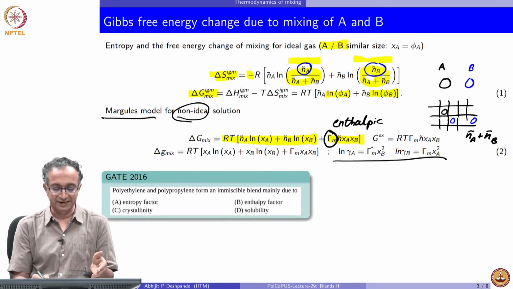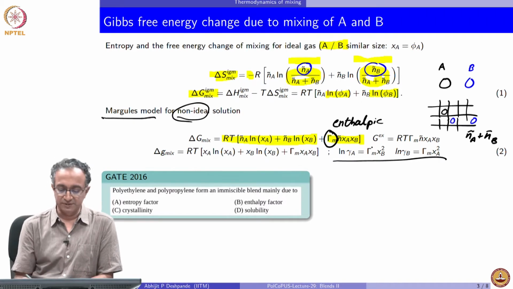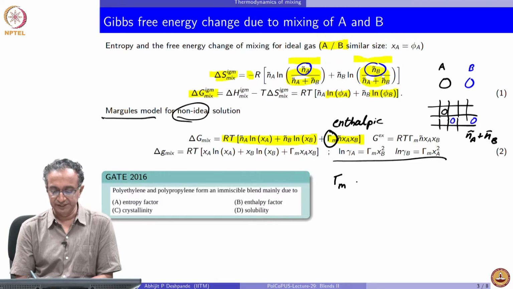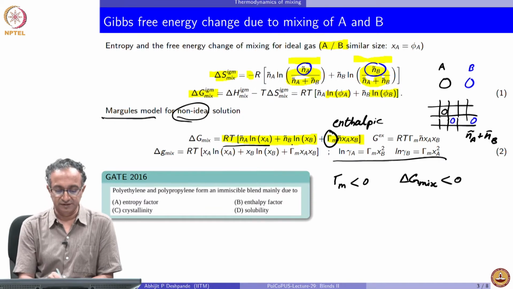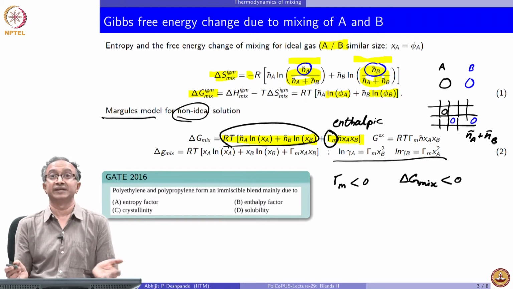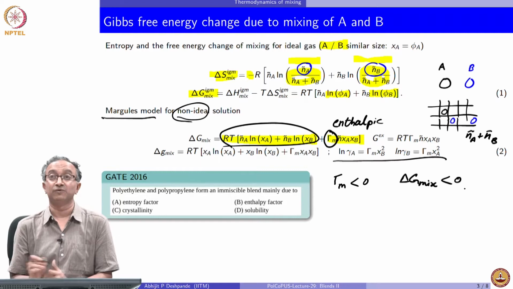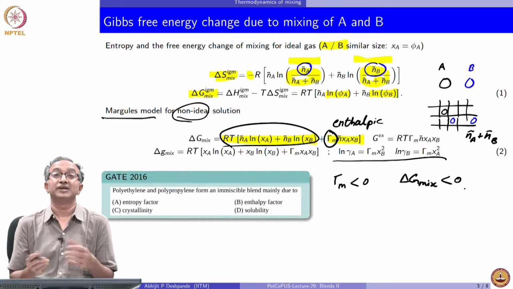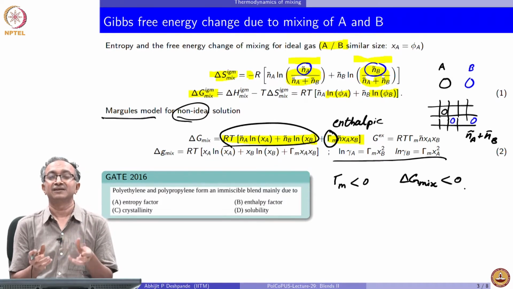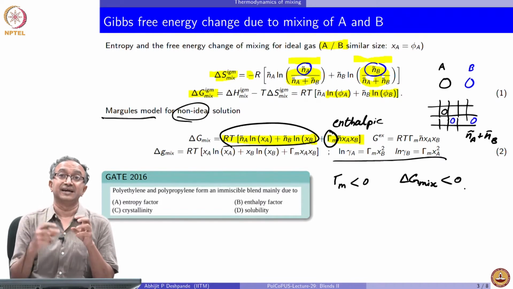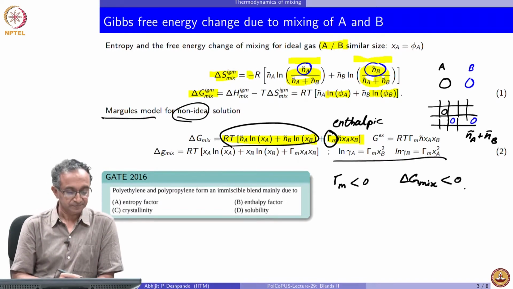If gamma m is negative, then what happens is delta G will always be negative, because the term related to entropy is anyway negative. So if gamma m is negative, overall delta G mix is negative. So clearly systems will be miscible. So gamma m negative implies that A and B interact favorably with each other. So if there is a B, then it's more likely that A will be next to it.